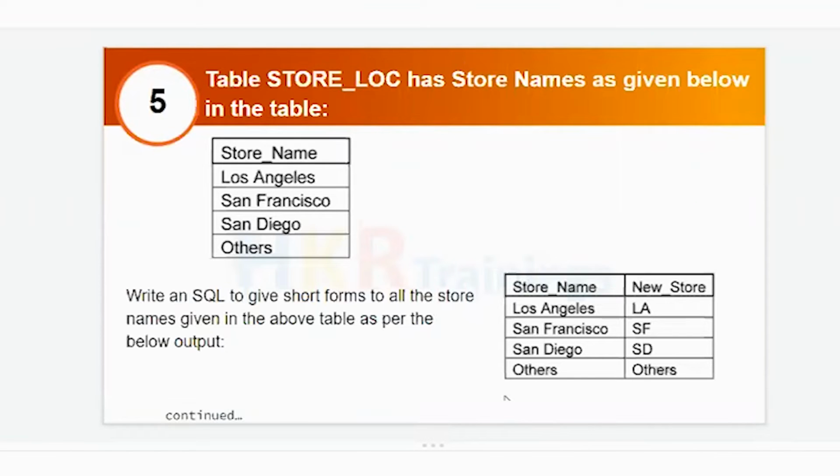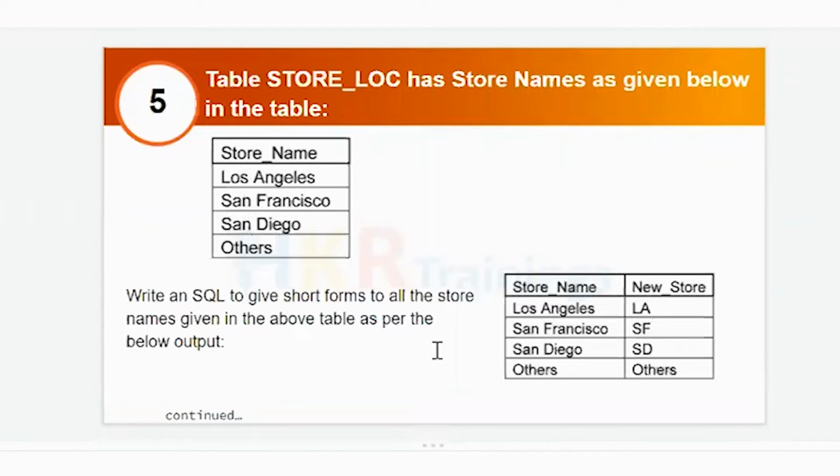So we have a table here, store underscore LOC. I would call it location. Store underscore LOC has store names as given below in the table. So the store names are there in the table as Los Angeles, San Francisco, San Diego, and others. Now it says write an SQL to give short forms to all the store names given in the above table as per the below output.